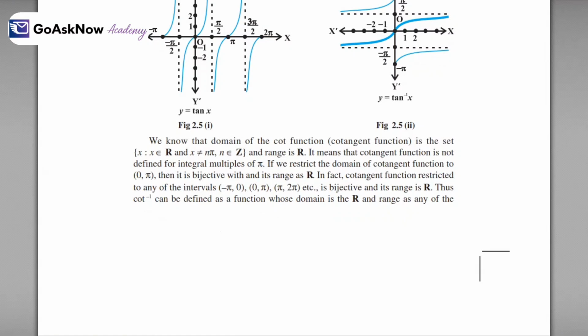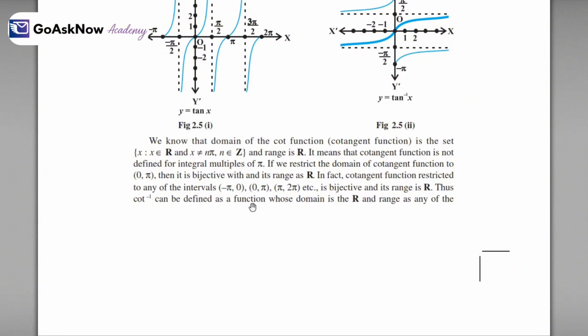That is similar to cos, but here the interval is open, 0 to pi open interval. Then it is bijective and its range is R. So in this interval it becomes bijective and its range is also R. In fact, the cotangent function restricted to any of the intervals minus pi to 0, 0 to pi, pi to 2 pi. I already told you that we can take any interval, but the principal interval is where the origin is also coming. So that is your principal interval. It is bijective and its range is capital R in all these intervals.